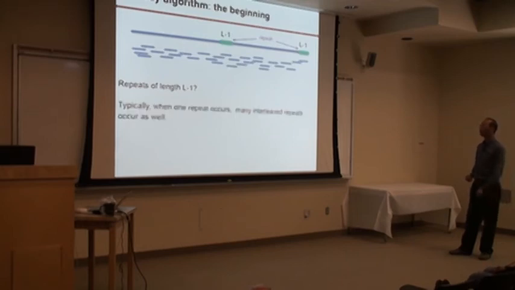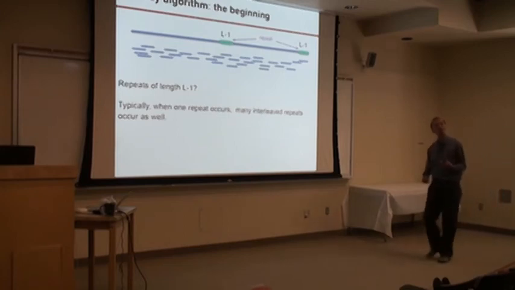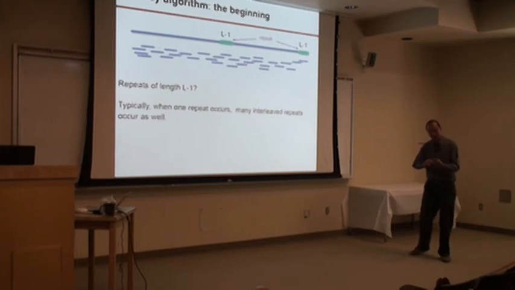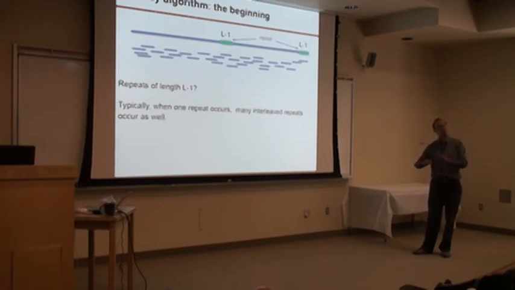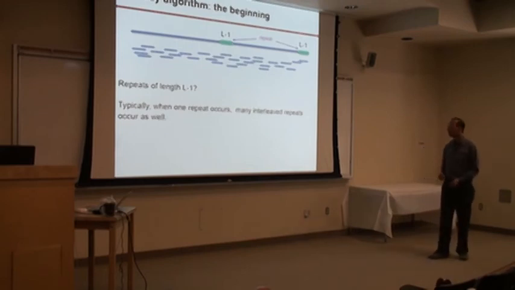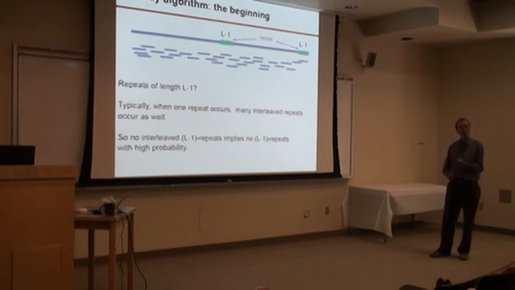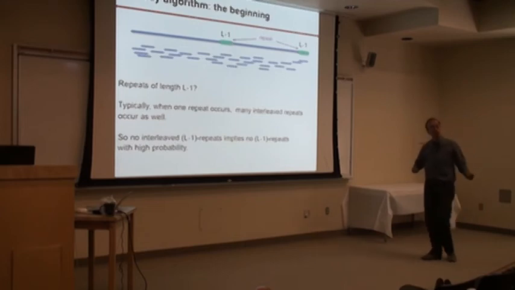Now, it turns out when you do the calculation for the IID model, when you have one repeat of this form, you will also get many repeats as well. If you do the calculation, you'll see that once you get to a situation where you have one repeat, you have several of them. And when there are several of them, they're kind of randomly located with respect to each other, and with significant probability, they will interleave. But we know that there is no interleaved repeat, because that was a necessary condition. And therefore, there are no such repeats as well. So the greedy algorithm goes through fine the first stage.